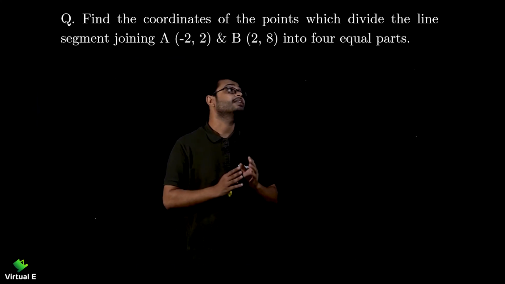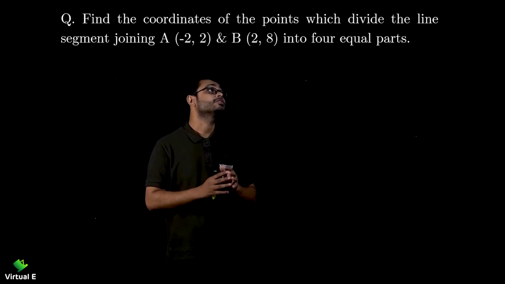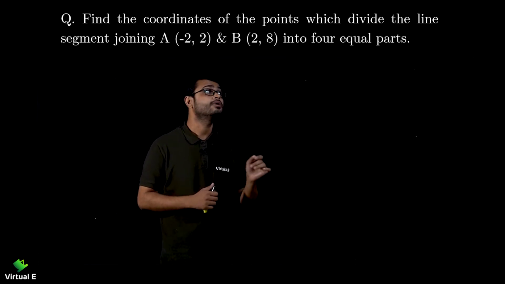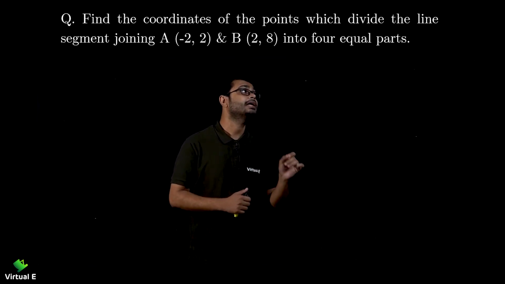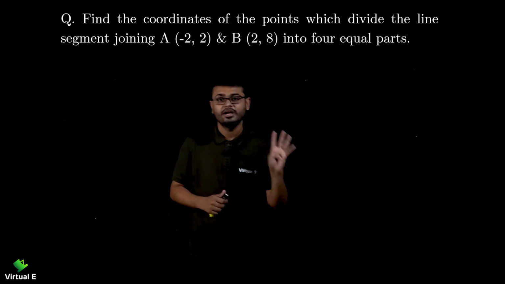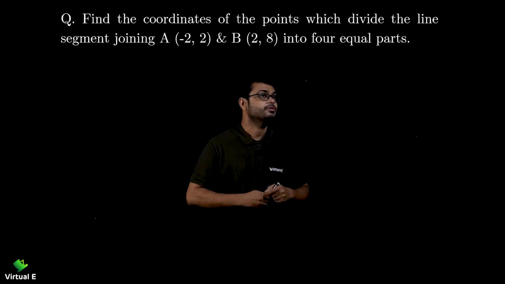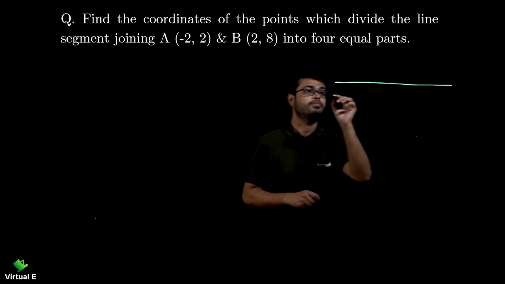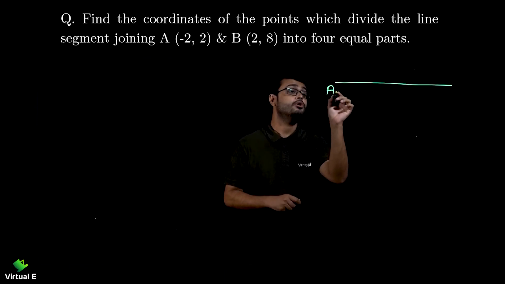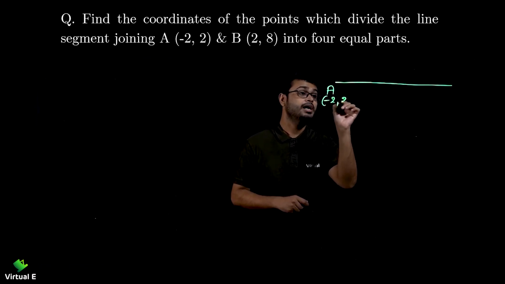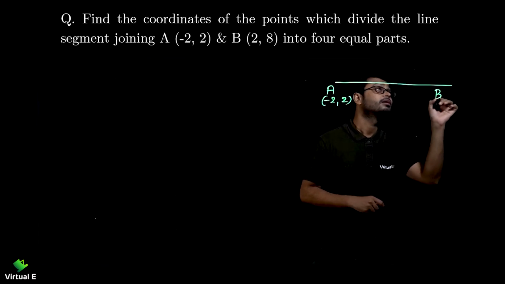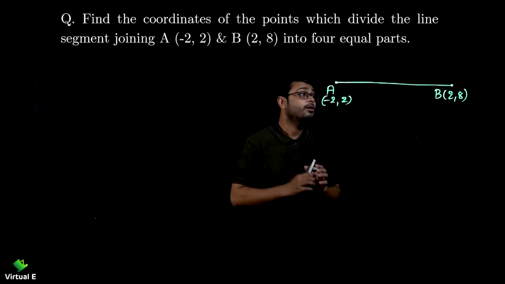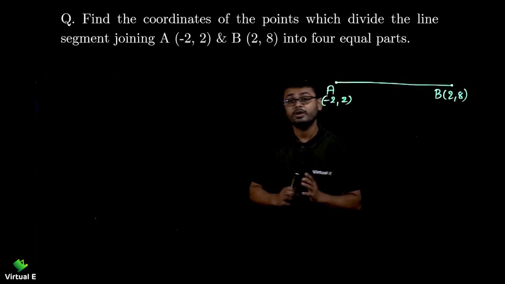Let's read. Find the coordinates of the points which divide the line segment joining A (-2, 2) and B (2, 8) into 4 equal parts. 4 parts we need to divide into. So first of all, let's draw the line. Let's say this is point A, which is given as -2, 2. B is 2, 8. Done.